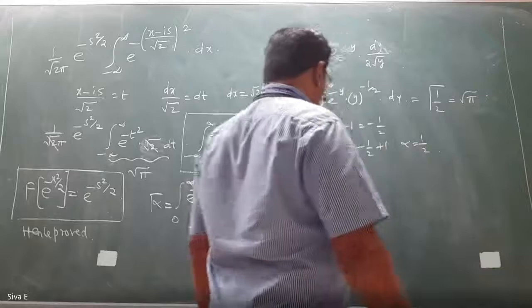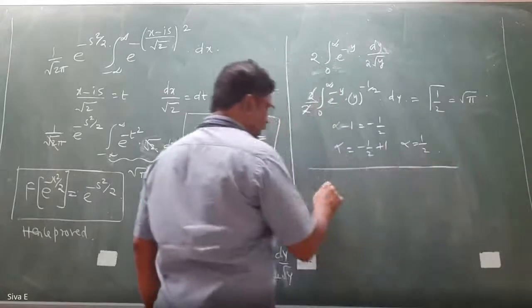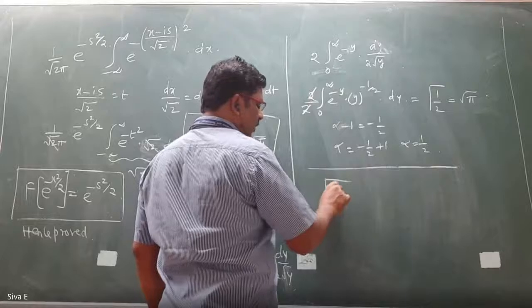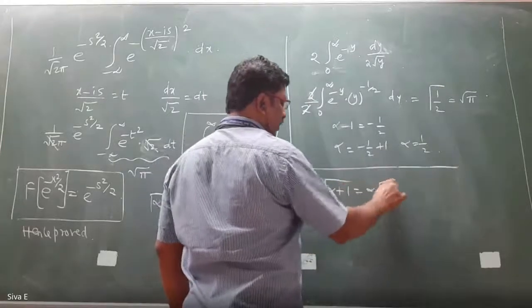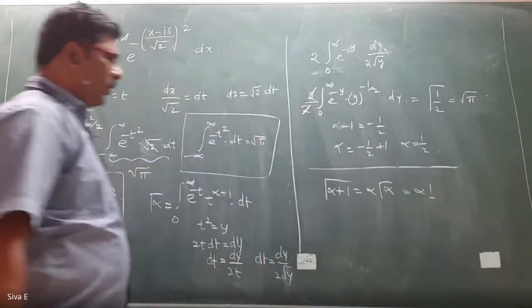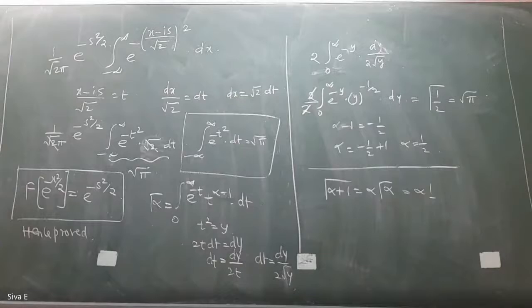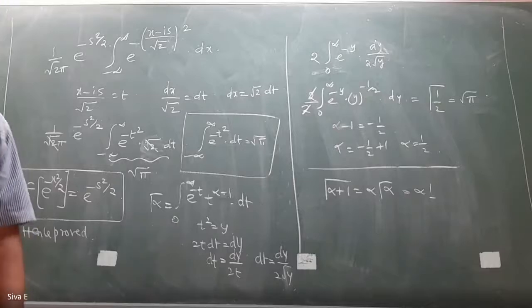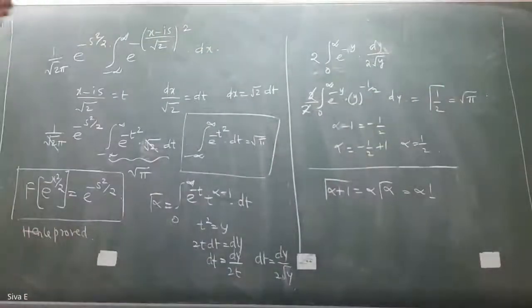Actually, some important properties are there for the gamma function. Afterwards we can use gamma of alpha plus 1 equals alpha gamma of alpha, or alpha factorial. You should know some basic results of beta and gamma functions: the relation between them and the formulas for each. Particularly in integral theorems and integral transforms, these formulas will be used.